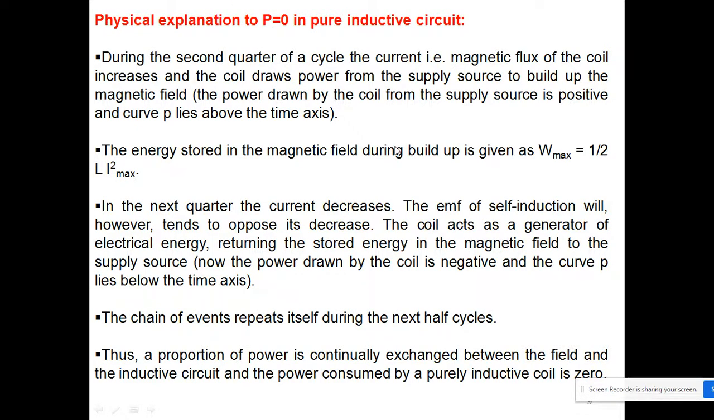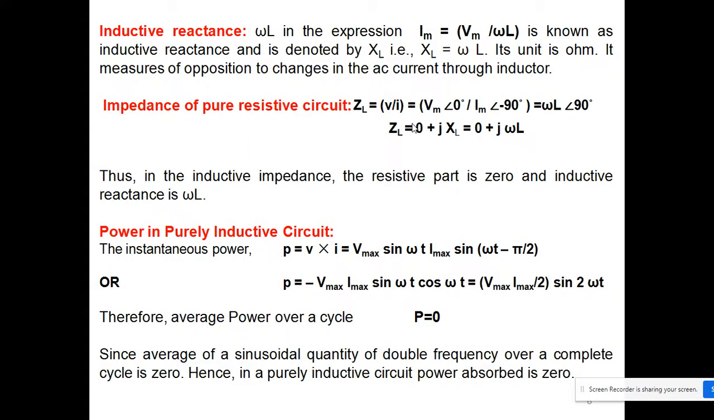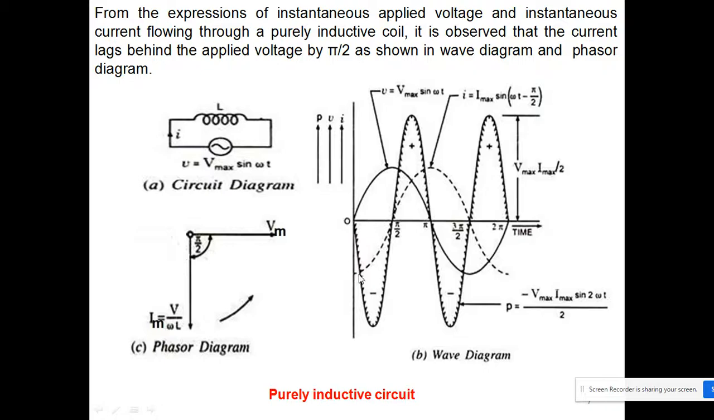So see here, it's a very conceptual thing. Physical explanation to P equal to 0 in a pure inductive circuit. You see, from this wave diagram, the current is moving this way. Here the current is negative, but if I am talking about the second quarter, it means I am talking about this from pi by 2 to pi. In that condition you can see the current is increasing.